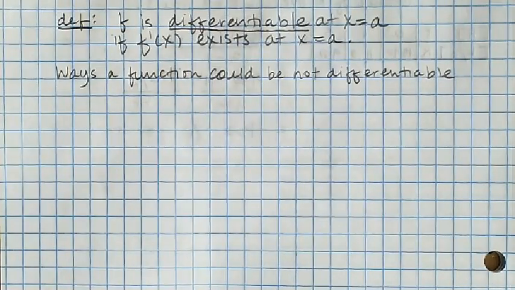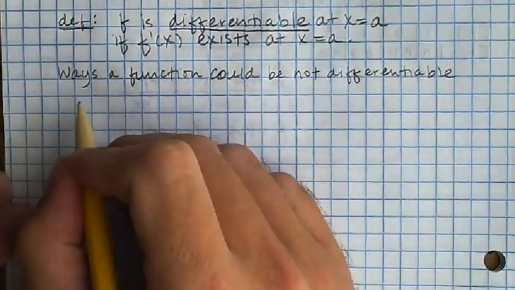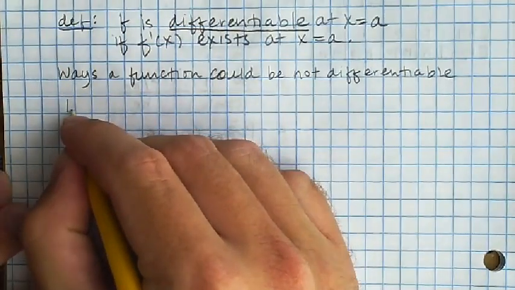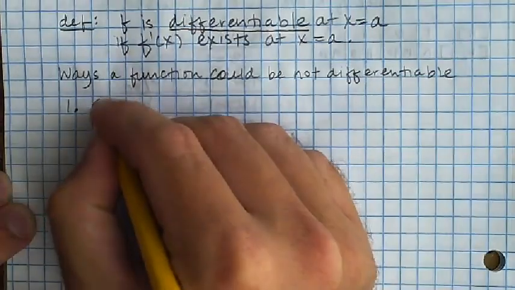All right, so there's going to be 3 main ways that a function could be not differentiable. And it's going to be related to that limit not existing. Okay, so the first way is going to be at a sharp turn or sharp corner.